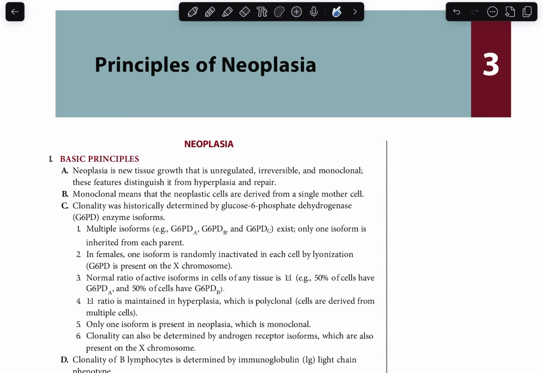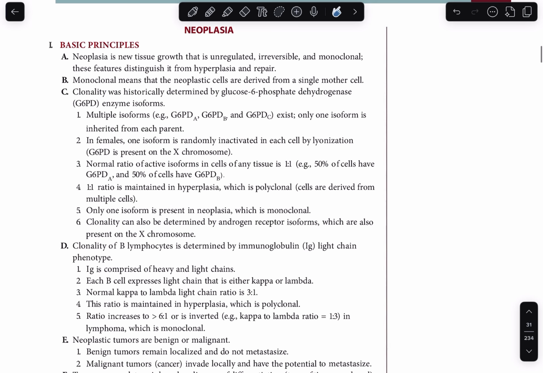Clonality was historically determined by glucose-6-phosphate dehydrogenase, G6PD, enzyme isoforms. Multiple isoforms, for example G6PDA, G6PDB, and G6PDC, exist. Only one isoform is inherited from each parent. In females, one isoform is randomly inactivated in each cell by lyonization. G6PD is present on the X chromosome.